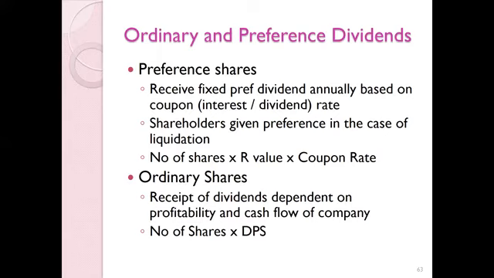How do we calculate the dividend for preference shares? We use the number of shares times by their Rand value multiplied out by their coupon rate to determine what their preference dividend will be.